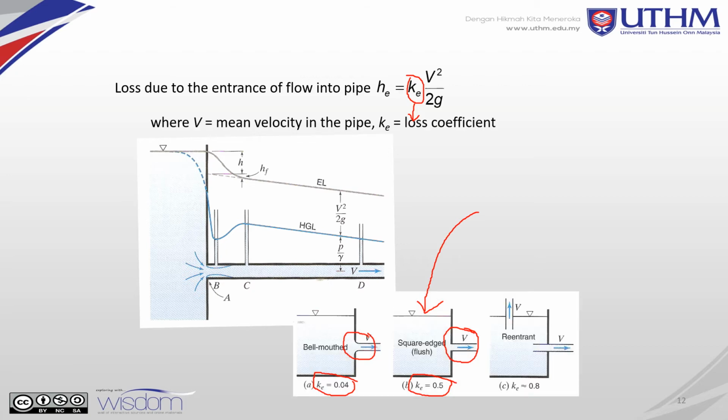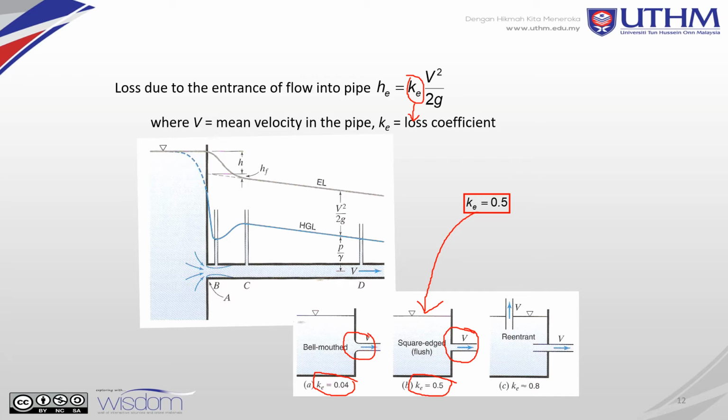Okay, so this is the minor losses in entrance. We look at loss due to the entrance of flow into the pipe. HE is KE times V squared over 2g, where KE is the loss coefficient. In this case, KE is equal to 0.5 because this is the square edge flush.